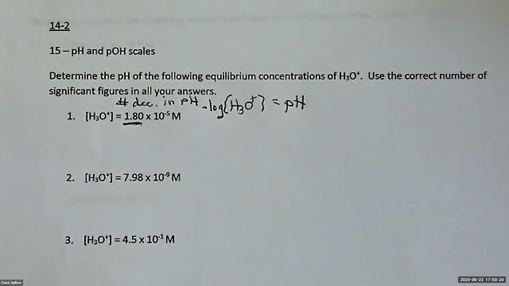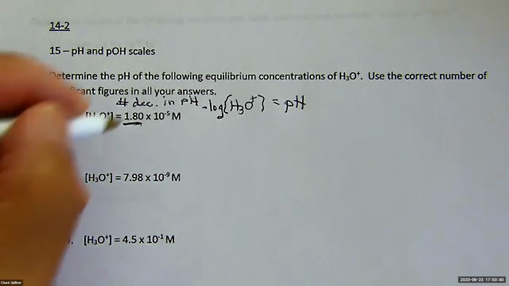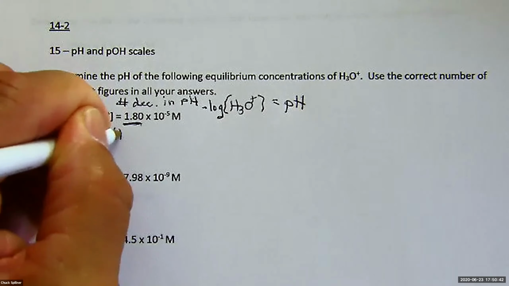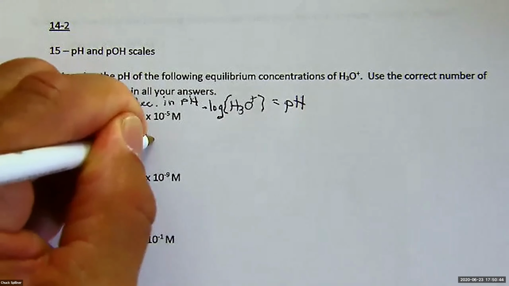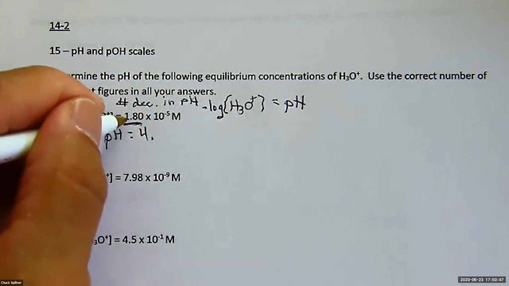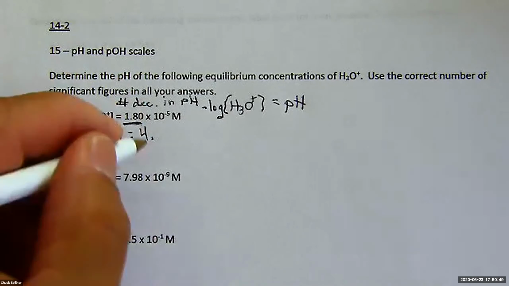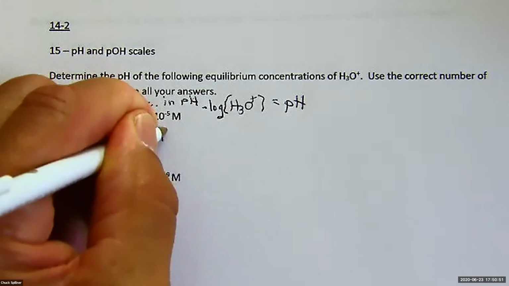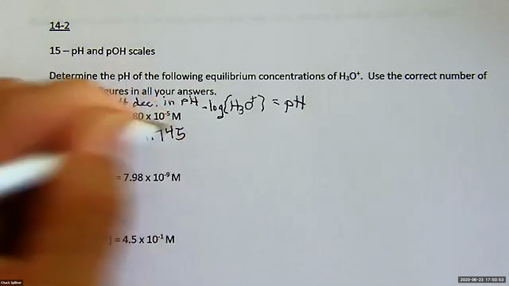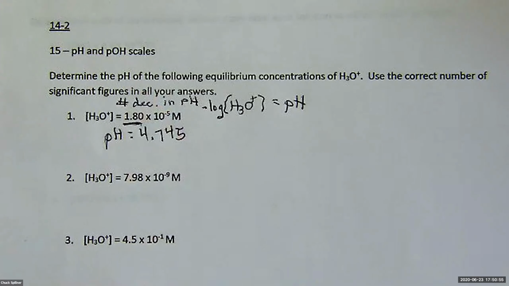That's pretty simple if you can do this on your calculator. I think you should try it on your calculator, see if you get the same thing I do. 1.8 e to the negative 5. I'm going to take the log of that, and then change the sign, and I get 4.7. There are 3 sig figs, so it'll be 3 decimal places, 7, 4, 5. So the pH is 4.745.